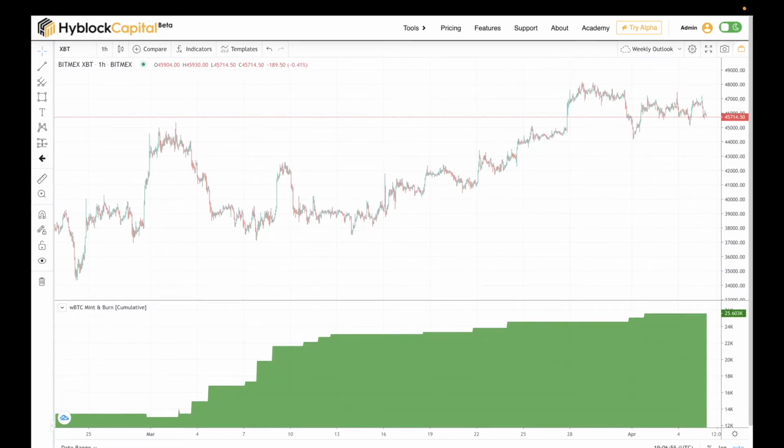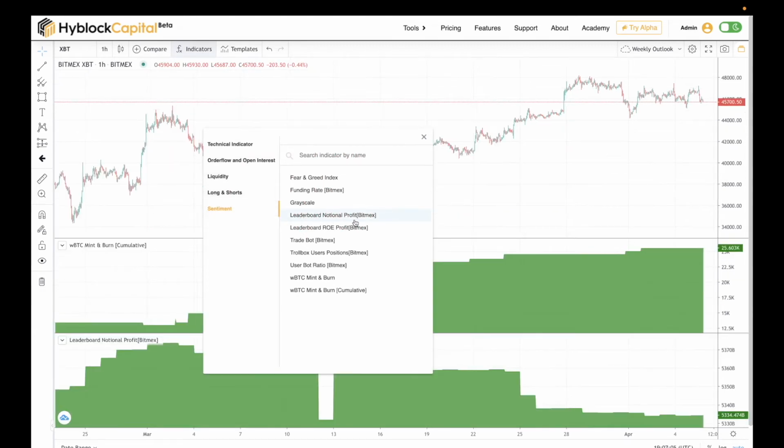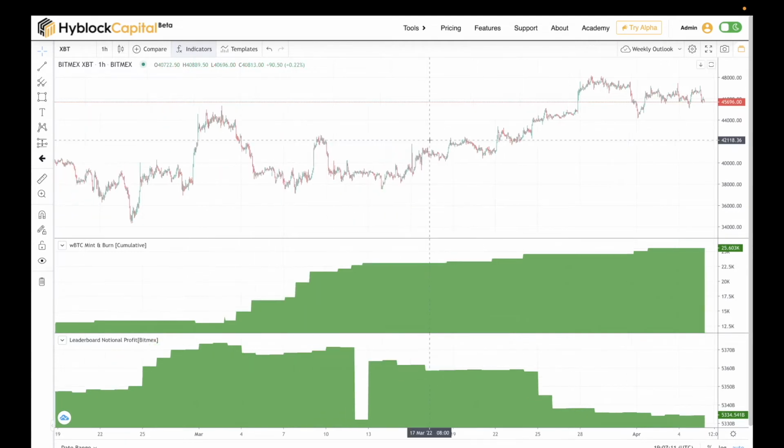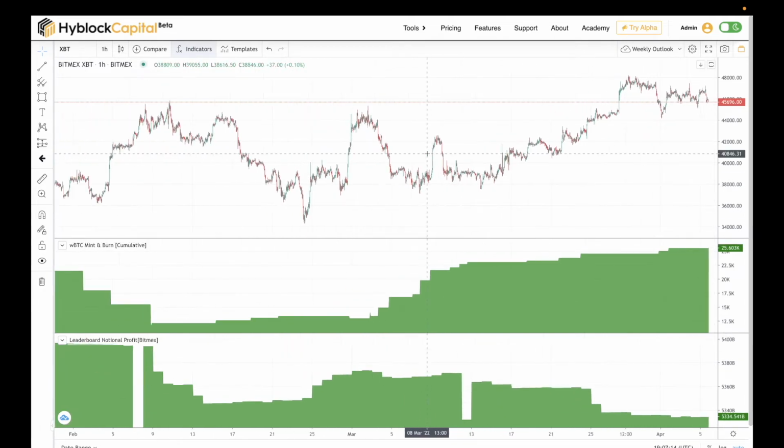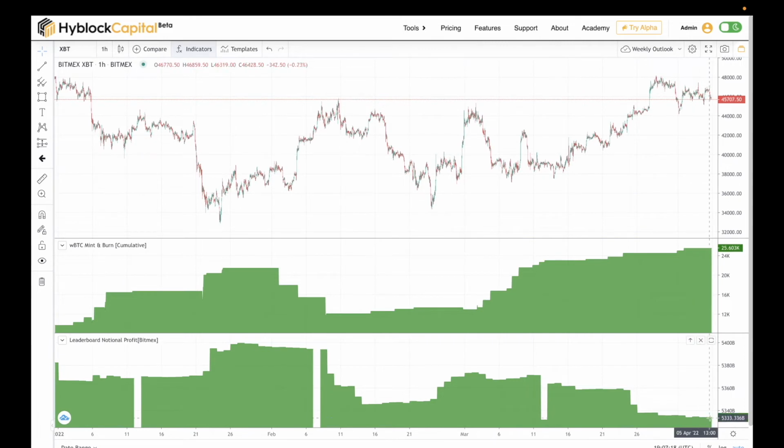To this chart, I'll add our next indicator, which is called leaderboard notional profit. That's under indicators, sentiment, leaderboard notional profit. This indicator shows us the total profits made by the BitMEX leaderboard, which is interestingly the lowest year to date. We zoom out, we can see the profits at the lowest point.